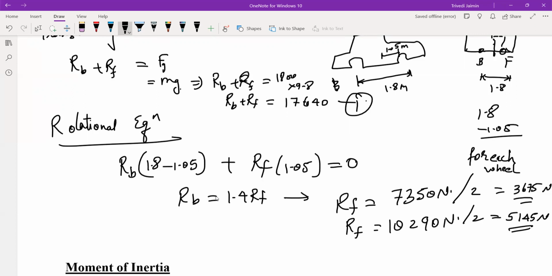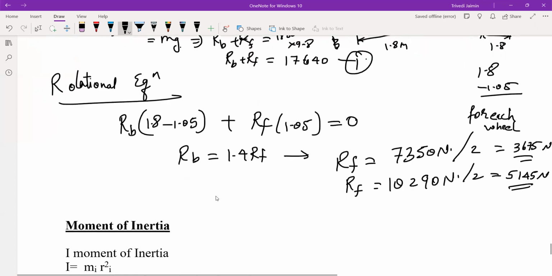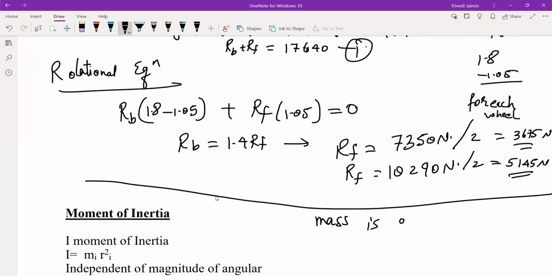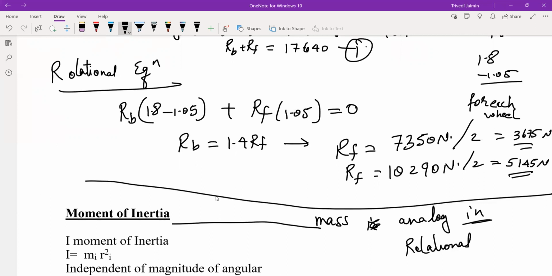Okay, so we studied force, and that is in translatory motion. In rotational, we studied torque. Now, in the same way, in moment of inertia, the analogy is mass in rotational motion. So it is moment of inertia. So I is moment of inertia. We'll denote it with I.